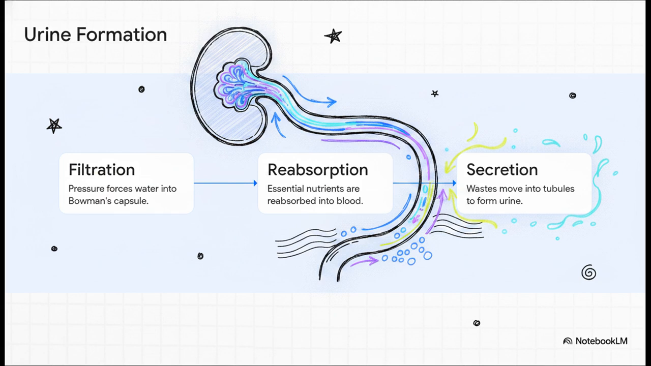Step 2 is tubular reabsorption. As that filtrate travels through the tubule and the loop of Henle, your body does something really smart. It actively reabsorbs the good stuff back into the bloodstream, vital things like glucose and water. Finally, step 3 is tubular secretion. Any remaining toxins, excess ions, and urea are actively secreted into the tubule to form the final waste product, urine. Ultrafiltration, reabsorption, secretion. Boom, full marks.